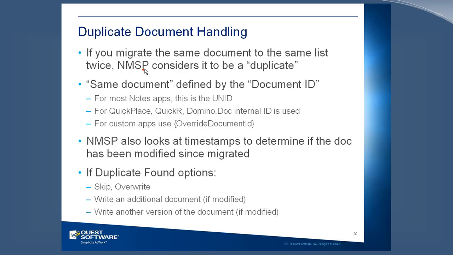So basically, when you migrate the same document to the same list multiple times, our tool will consider that to be a duplicate. And by default, we're going to be looking at the document ID that came out of Notes. So if it's a normal Notes app, that will be the Notes universal ID, which is a common thing in the Notes world. So if you migrate the same document with the same universal ID, we're going to consider it to be a duplicate. And this turns out to be very helpful if you want to run the same job multiple times. You might write a script that migrates the same job every night, and we can automatically detect that, okay, this is a duplicate of a document that we've already migrated before, and then we give you a lot of choices as to what you want to do with that.